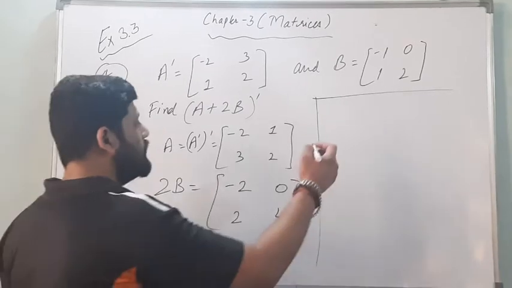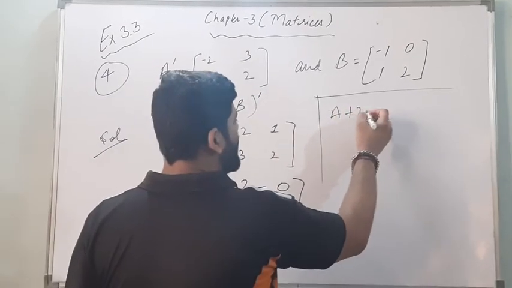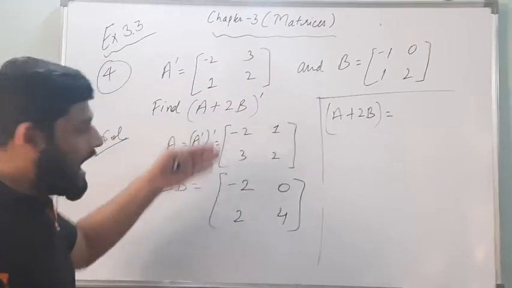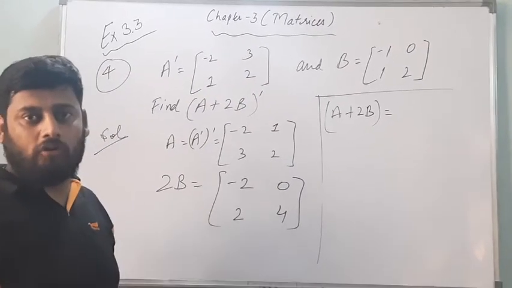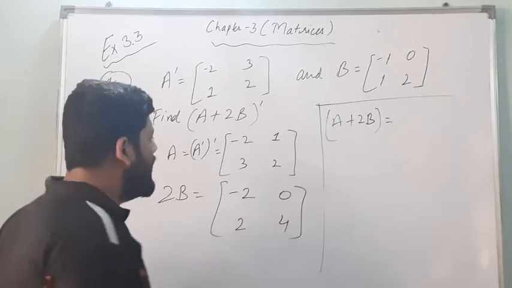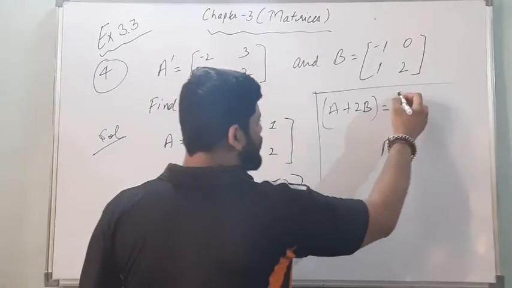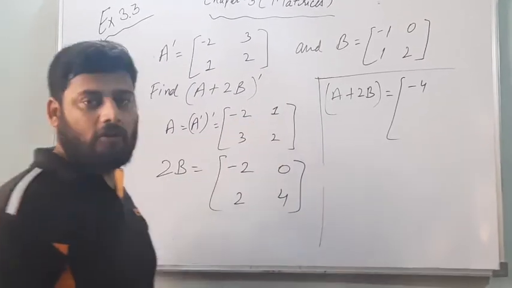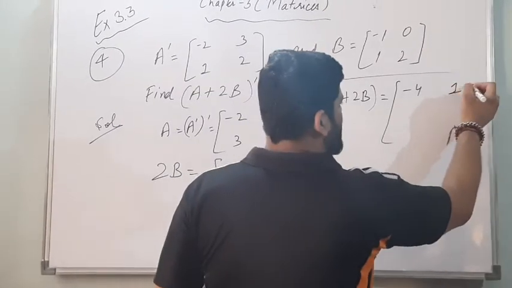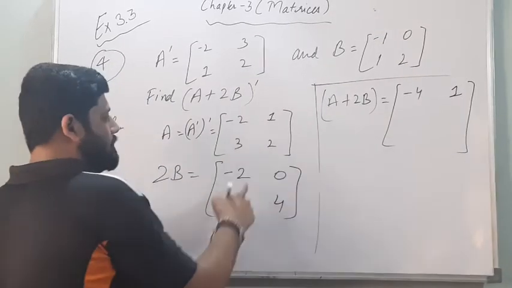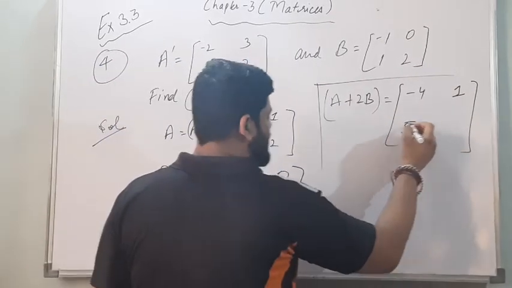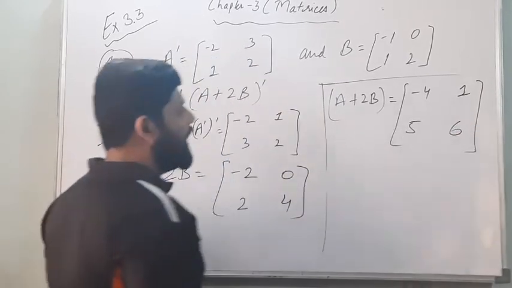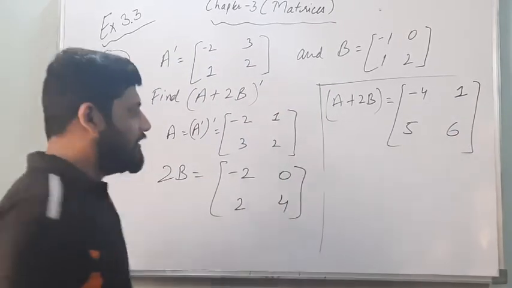So now we'll find out A plus 2B. हमने क्या करना है? अब A plus 2B फाइंड आउट करना है. What we'll do? We will add both of these matrices. इन दोनों मैट्रिक्स को हम क्या करेंगे? We will add. So 2 minus 2 will become -4. And 1 plus 0 is 1. Okay. And 3 plus 2 is 5. And 2 plus 4 is 6. So we will get A plus 2B matrix.